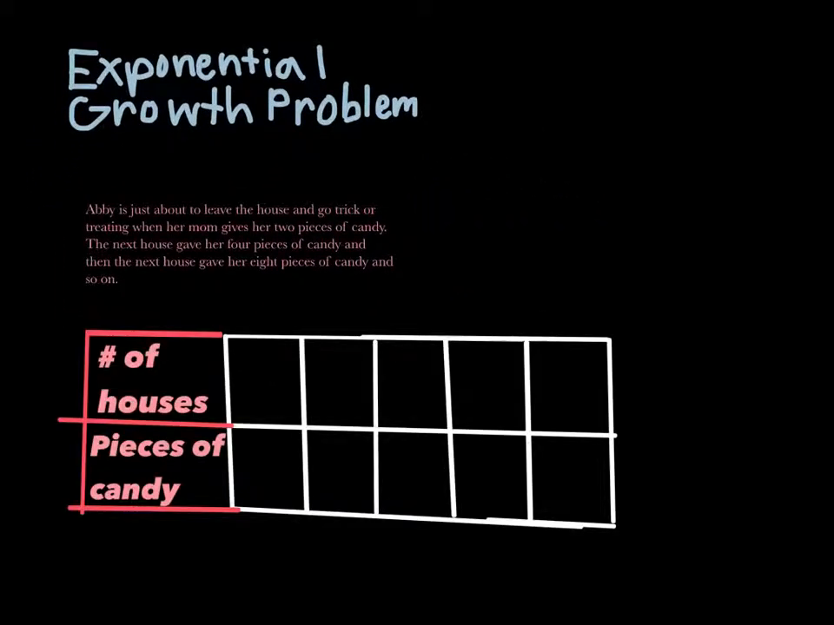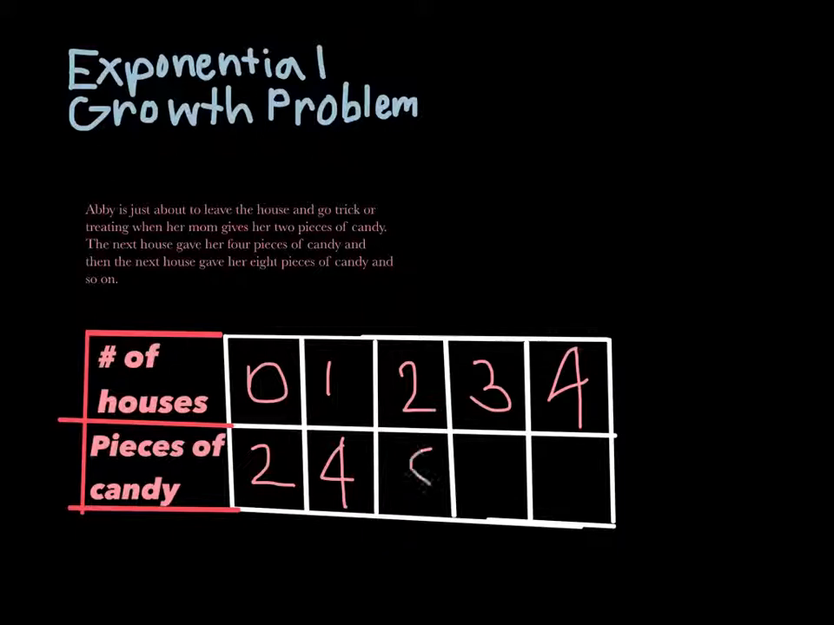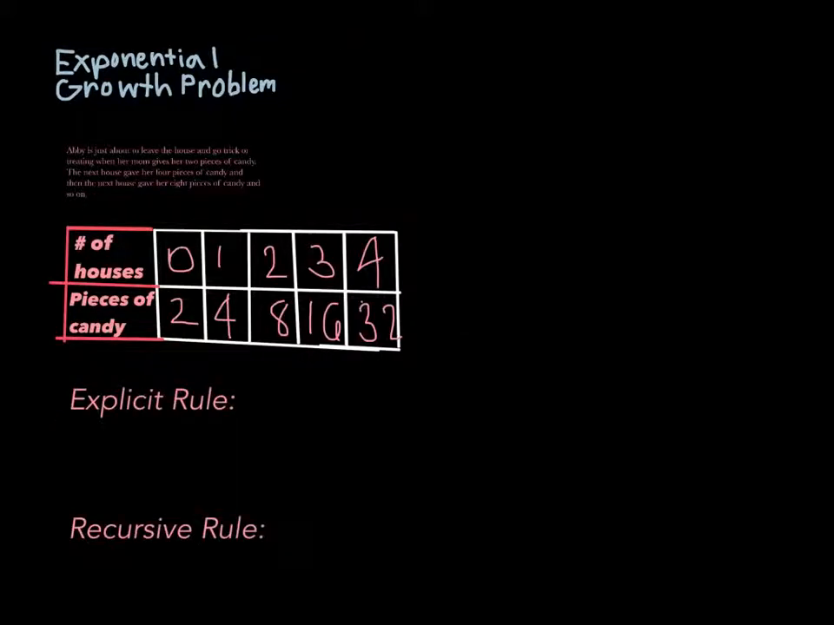To solve the problem, we must first create a table. We will start by filling in the x value, the number of houses: 0, 1, 2, 3, and 4. Now we will fill in the pieces of candy. She starts with the 2, then she gets 4, then she gets 8, then she gets 16, and then she gets 32. Now that we have the table, let's find out the explicit and recursive rules.